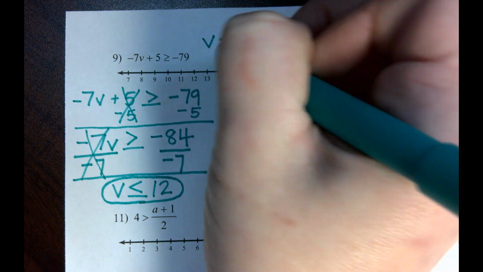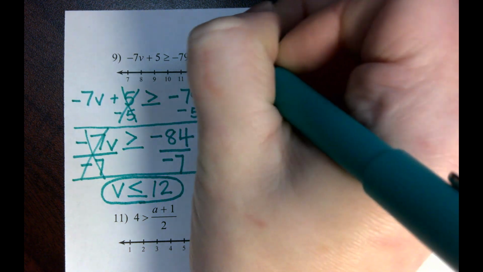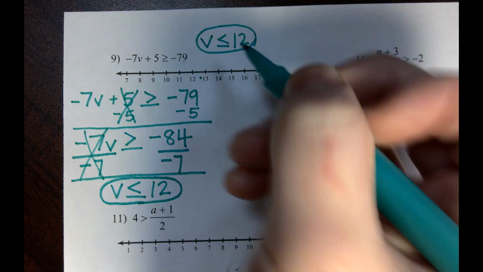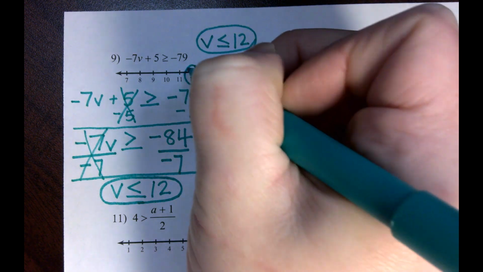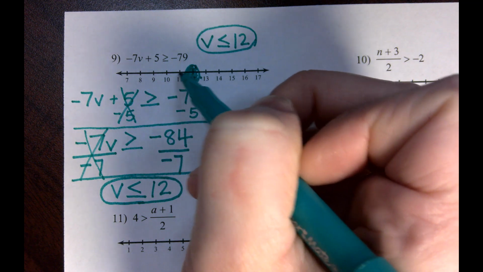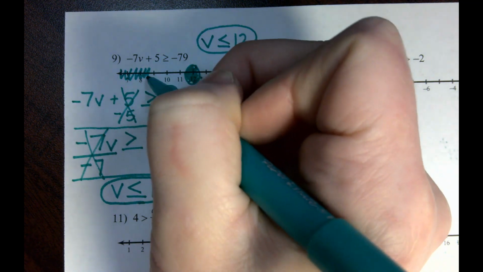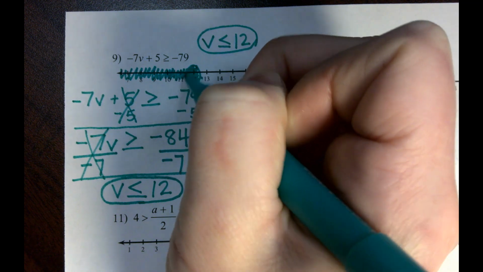So how would we graph that? Put it at 12, closed, go to the left. Good. 12, circle it, shade it in, and shade to the left, less than, left. Good. Very good.